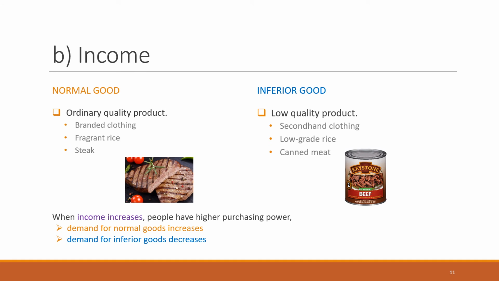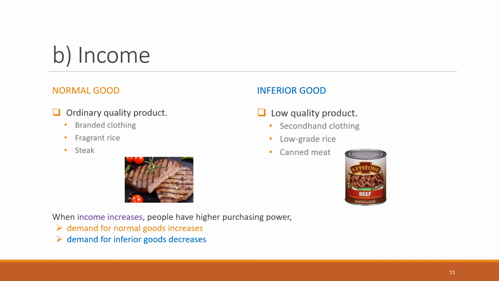Before discussing how change of consumer income affects demand, let us differentiate between normal good and inferior good. Normal good is ordinary quality product. On the other hand, inferior good is low quality product. If branded clothing is normal good for a consumer, then second-hand clothing is an inferior good for the consumer.